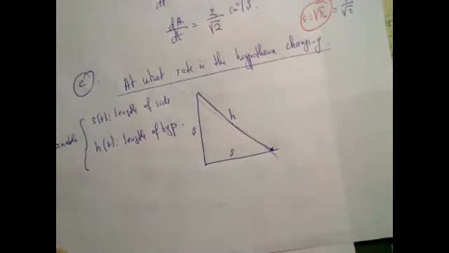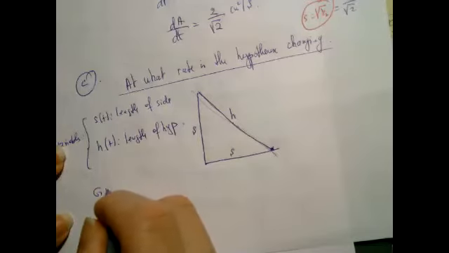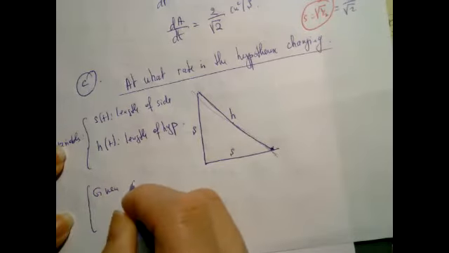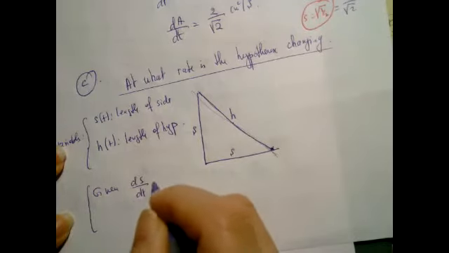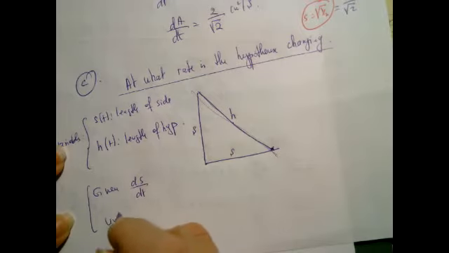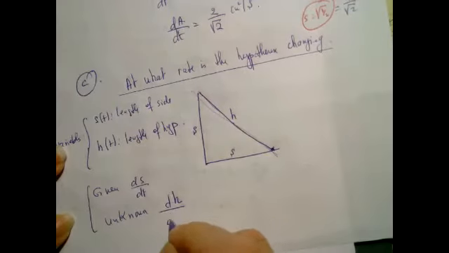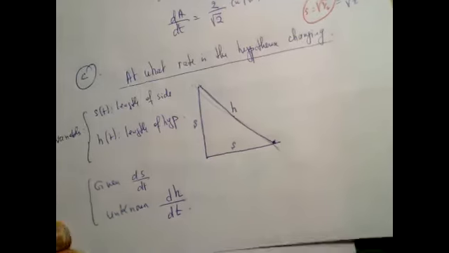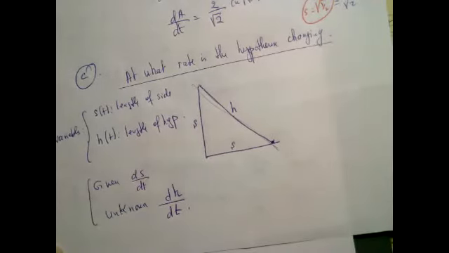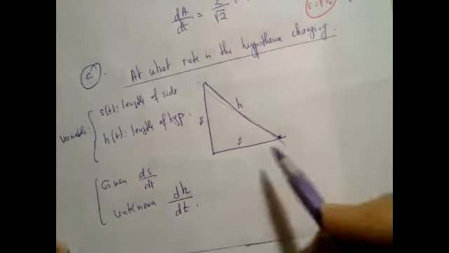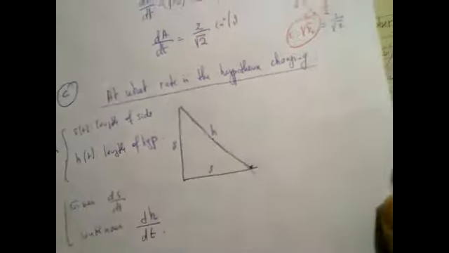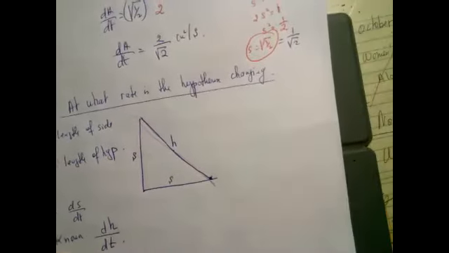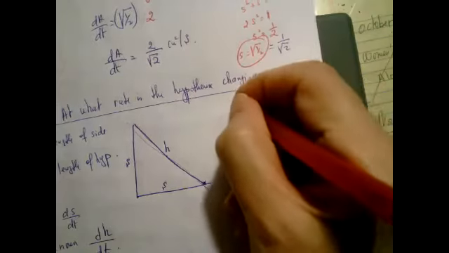Now I'm changing because they want me to find how fast the hypotenuse is changing, not the area. The given is always the same in this problem. So tell me how fast the side is changing. The unknown is how fast the hypotenuse is changing with time. Okay, so that's the process. That's the given, that's the unknown. Now I need to find an equation that relates the hypotenuse and the side. So now we go after the equation.